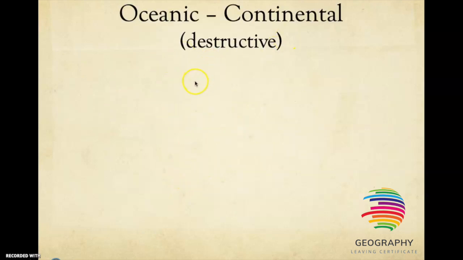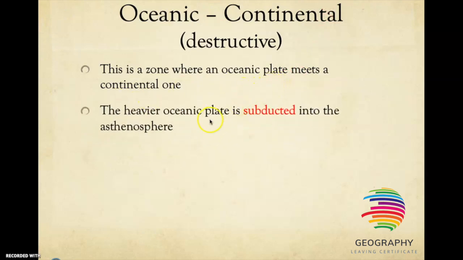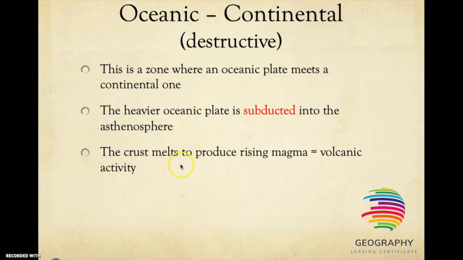Now if we look at oceanic continental. So oceanic continental is when an oceanic plate collides with a continental plate. We know that the oceanic plate is heavier and it's older. It's made up of basalt. Whereas the continental plate is younger, it's lighter, it's made of granite. It actually is a bit more buoyant, so it floats better. When these two collide, the heavier oceanic plate is subducted into the asthenosphere. And again, with subduction, we get melting, we get rising magma, we get volcanic activity.